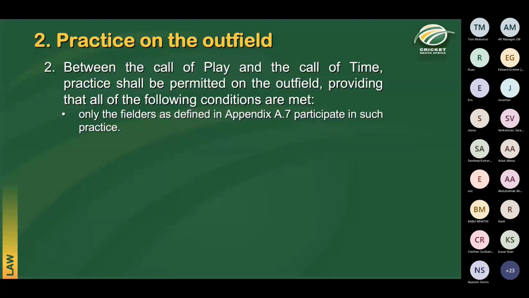So Appendix A7 is the nomination list. Only those players in the nomination, in the team sheet, that are nominated players, can be involved in practice on the field during play. Quite importantly, no ball other than the match ball is to be used for this practice.